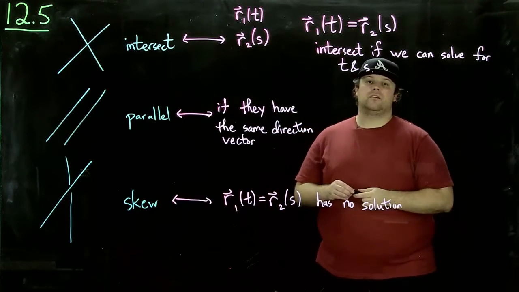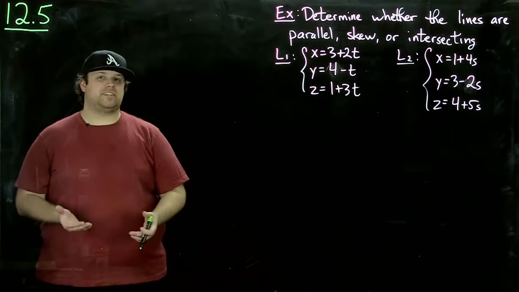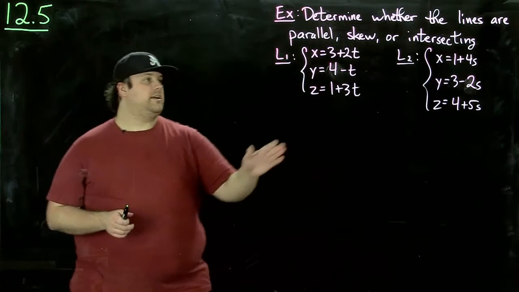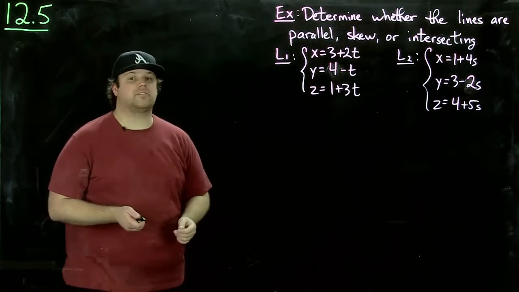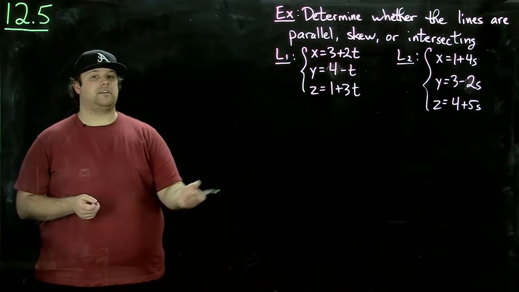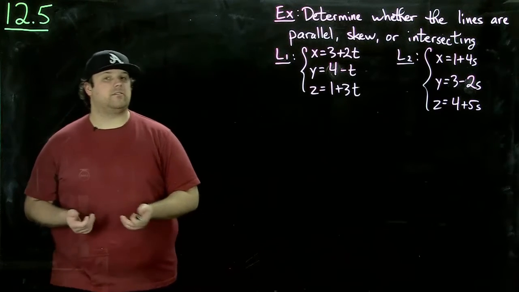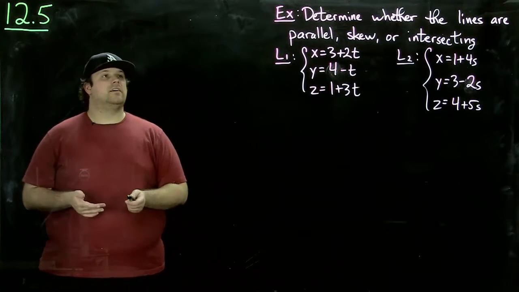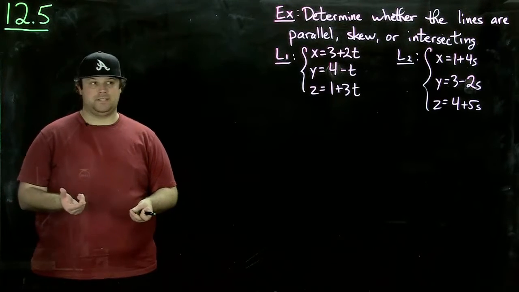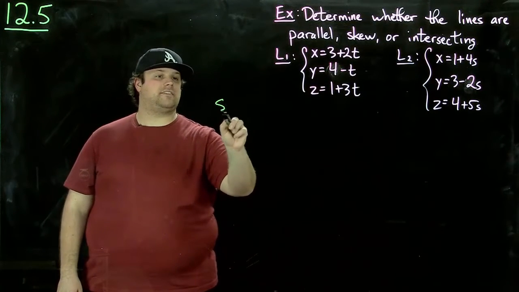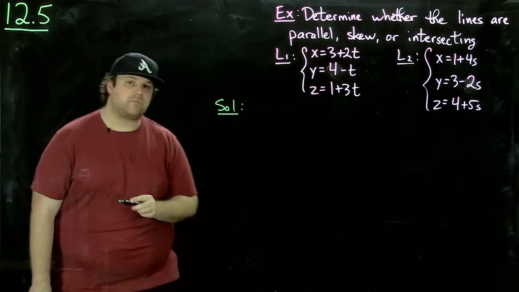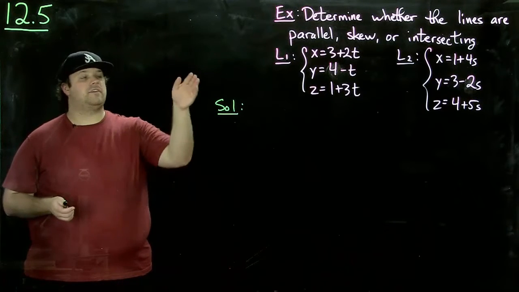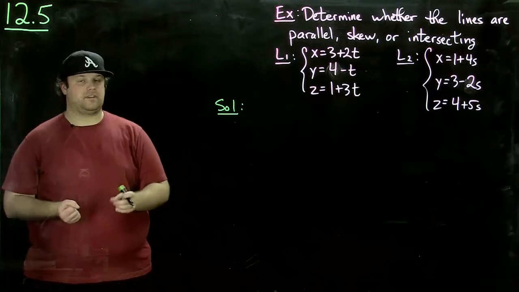Okay, so let's do an example of what we were just talking about with actual lines. We have here, given to us as parametric equations, two lines, L1 and L2. And we want to figure out whether the lines are parallel, skew, or intersecting. The easiest one to check for first is parallel. We just have to see, do they have the same direction vectors? Well, if you remember from how parametric equations are set up, the coefficients of t tell us the direction vectors.